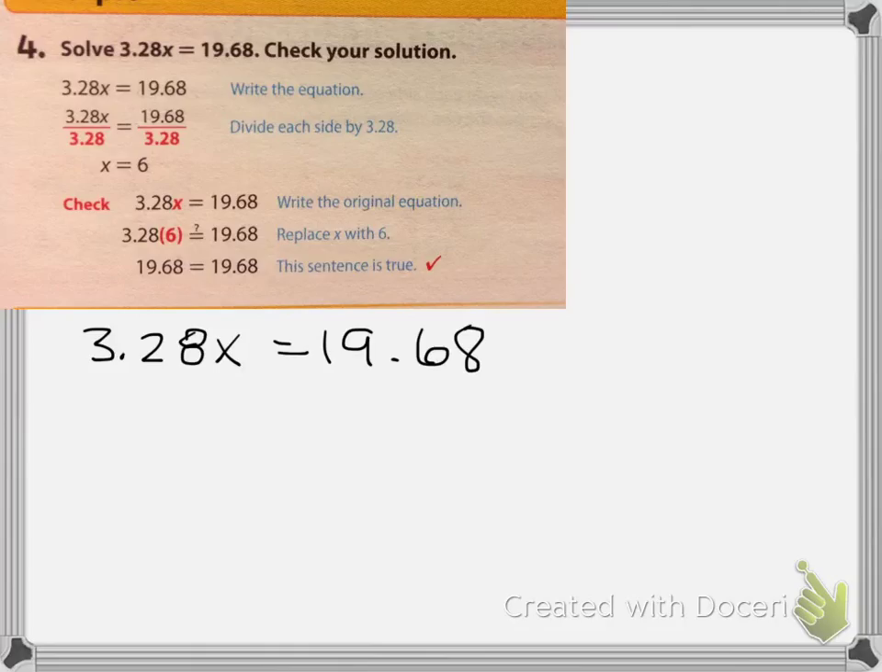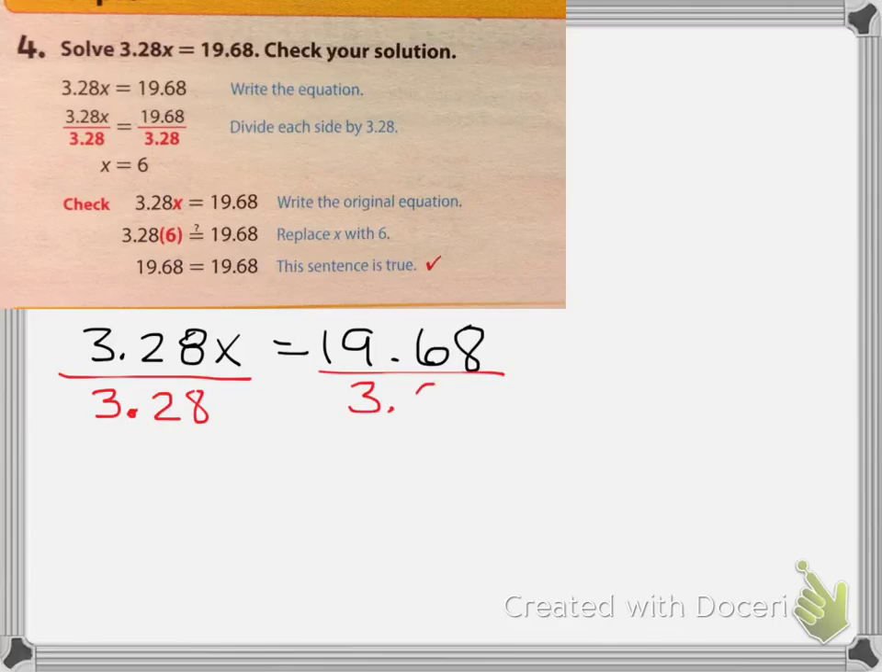So this is where it begins to be important that you understand the process. Because you can't just do this one in your head, you want to look at this and go, okay, what's my variable? My variable is x. What's being done to the variable? Well, the variable is being multiplied by 3.28. So let's go ahead and undo that multiplication by dividing by 3.28.